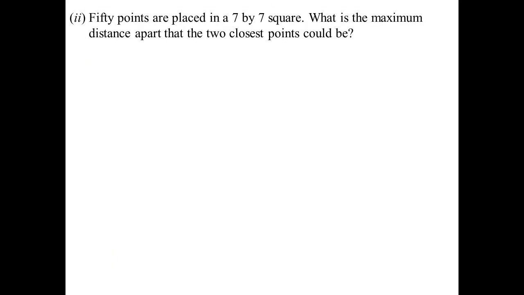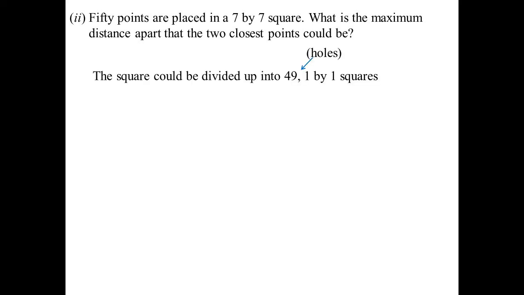We've got 50 points and we're going to place them in a 7 by 7 square. What's the maximum distance apart that the 2 closest points could be? So you're randomly placing these 50 points. We want the 2 closest points in that, and we want to know what's the greatest distance they could be apart. So what we do is we look at this square, but think of it as 49 1 by 1 squares. So we've got 49 1 by 1 squares, which is nice because it's 50 points that we want to place, you see. So 49 1 by 1 squares.